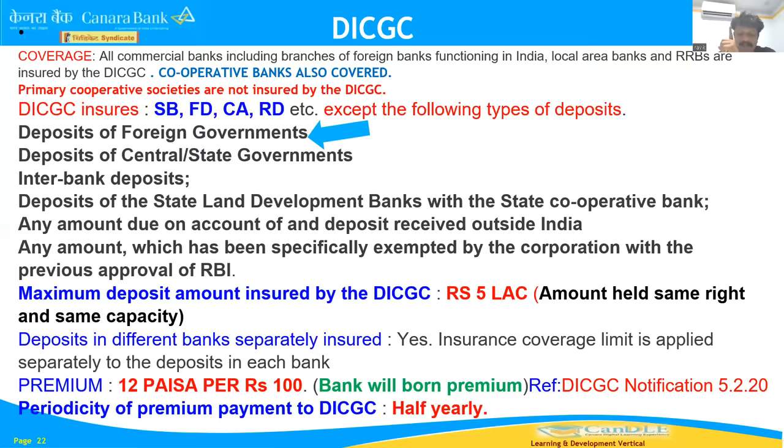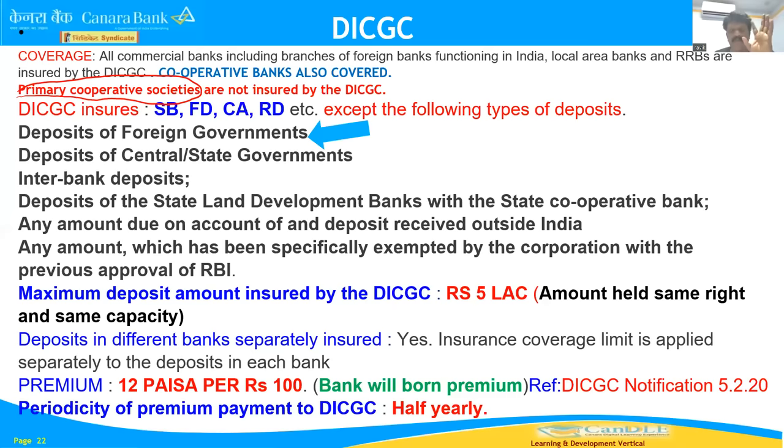Now let us see which banks DICGC has permitted to take coverage. Can all the banks take it? Yes, most of the banks can. Every bank is covered. When all are covered, only one will be the odd man out. Who is that odd man out? That you have to read: primary cooperative societies. I have written many things here, but all banks, foreign banks, local banks, RRBs, everything is covered. Remaining all banks are covered. When there are many, one is the odd man out; remember that when you are reading anything. Primary cooperative societies are not covered under DICGC.